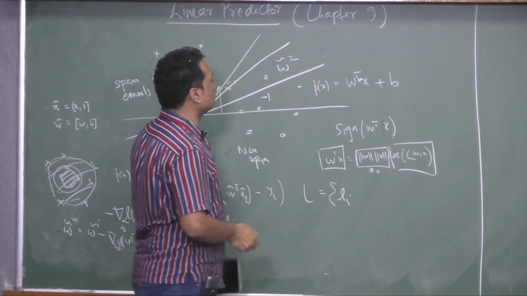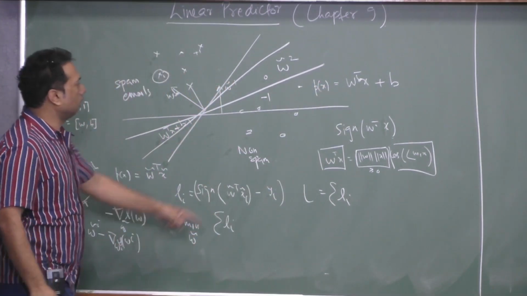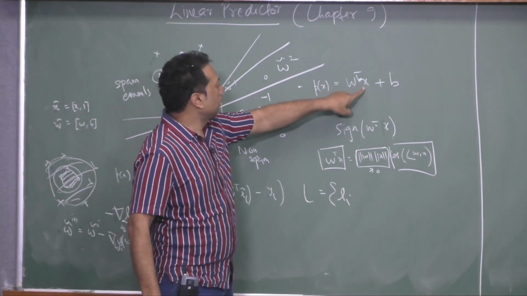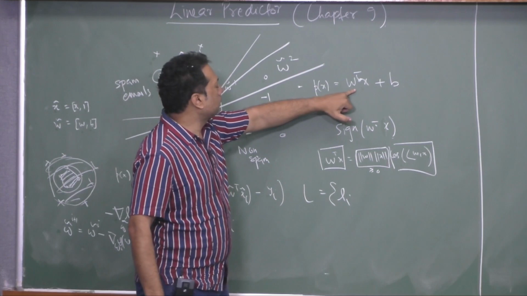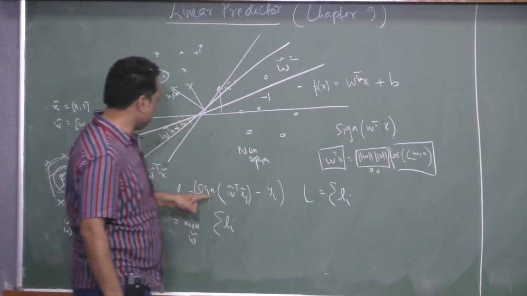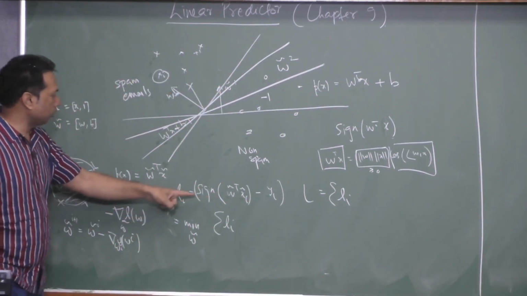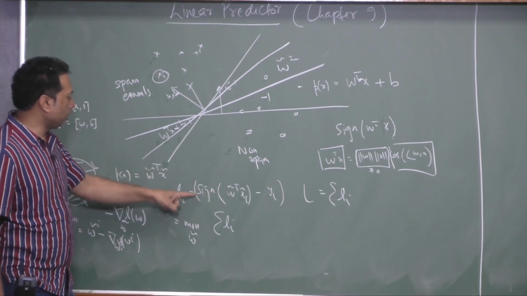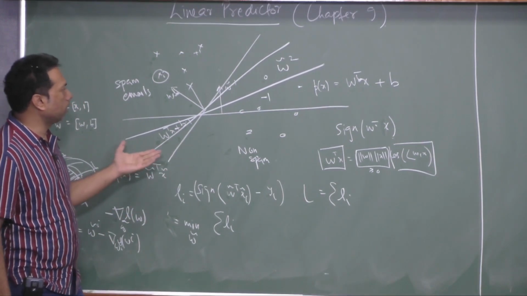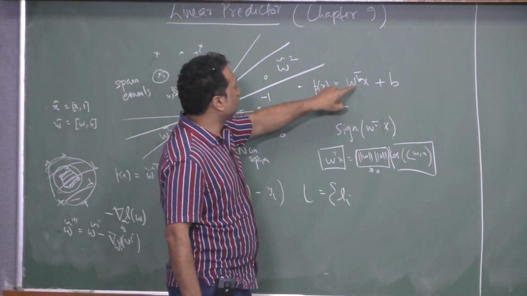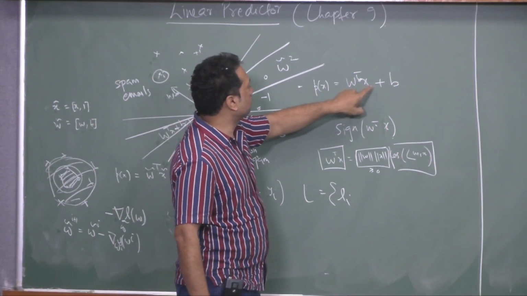Okay, so once I have learned a W star, this was the learning process. Okay, I have learned it. Now the next time, while learning, it was a function of W, and X was known. But once I have learned, now W is known. Now I make it a function of X.